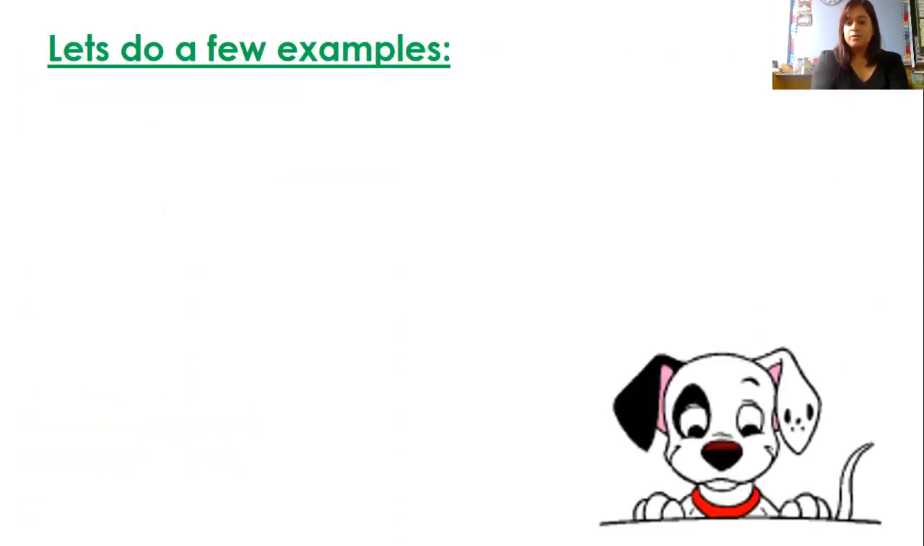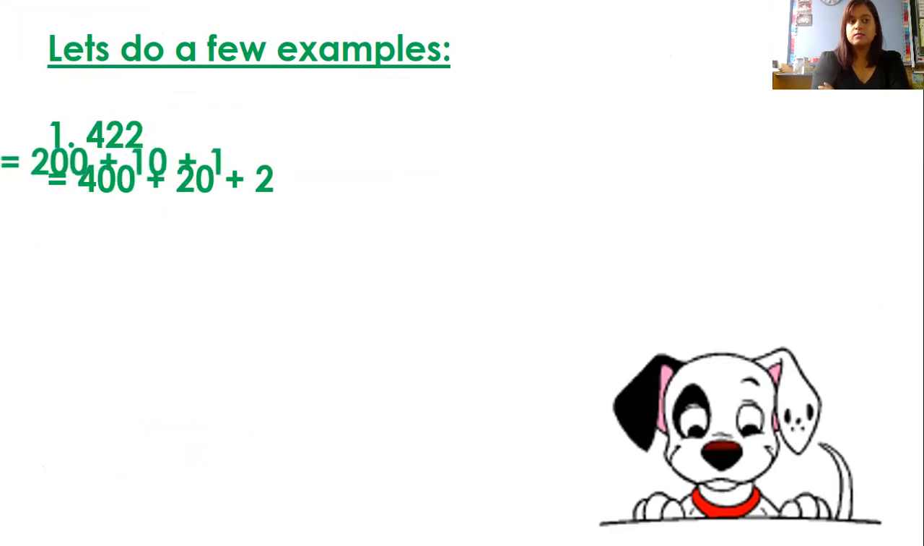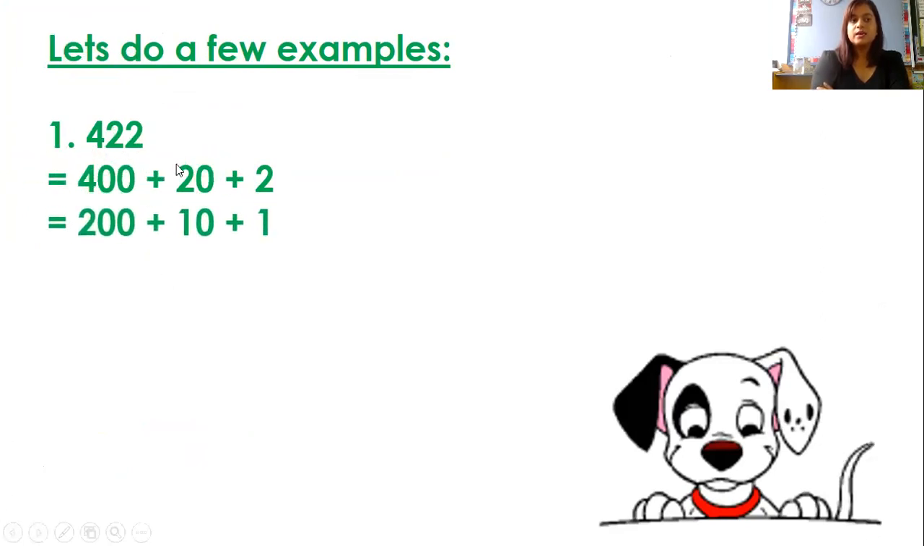Let's do a few examples. So I have a big number here, 422. So I'm going to break up the number. And this is how you break up the number, grade 3s. The next step is halving the numbers. As you can see here, I have halved all the numbers. Half of 400 is 200, half of 20 is 10, and half of 2 is 1. And my next step is adding them all up together.